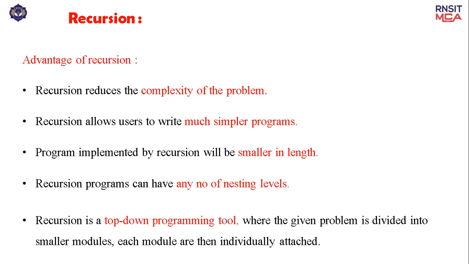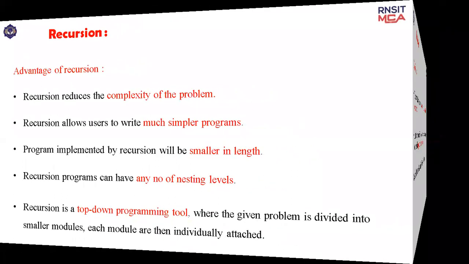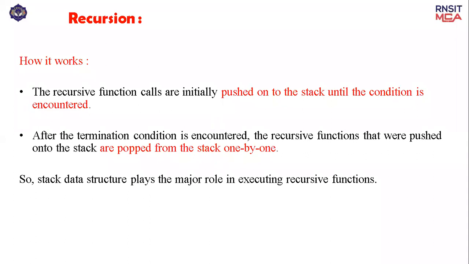So the complex program is written in a smaller way, and recursion is implemented at multiple nested levels. So this is a top-down programming approach. You'll understand the top-down programming approach with an example. I'll explain what exactly top-down is and how exactly it is working.